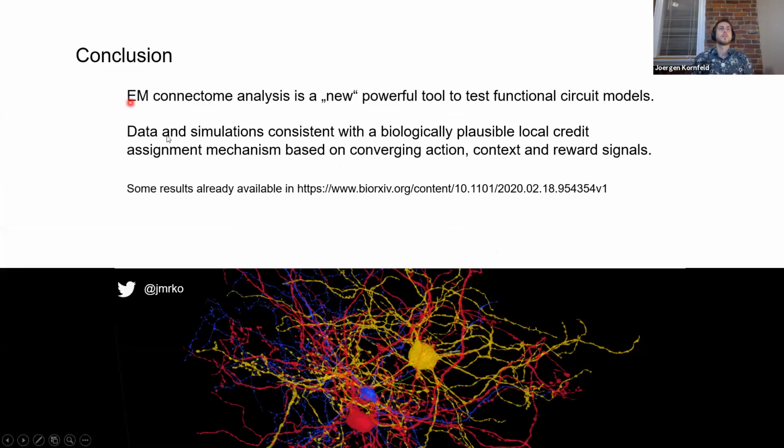So with this, I'm already at the conclusions. I think that EM connectome analysis is really a new tool to test functional circuit models and ideas. New because the technology and theory have been there for many years, but it was very difficult because of the technical challenges. For this specific model, it looks like the data and simulations are consistent with this biologically plausible credit assignment mechanism that is based on converging action context and reward signals. If you want to read up on this, most of these results are already available as a preprint. Thanks.